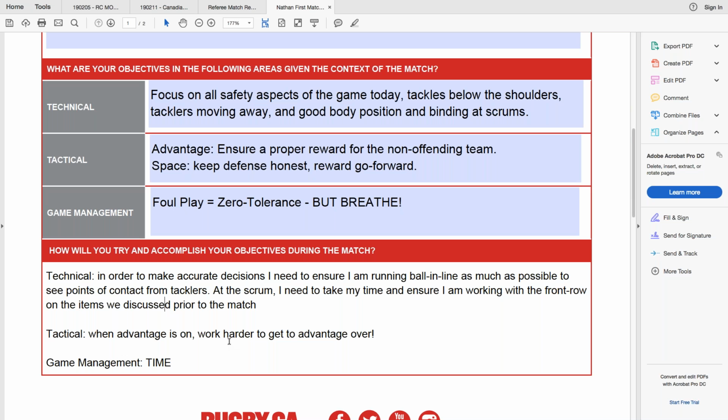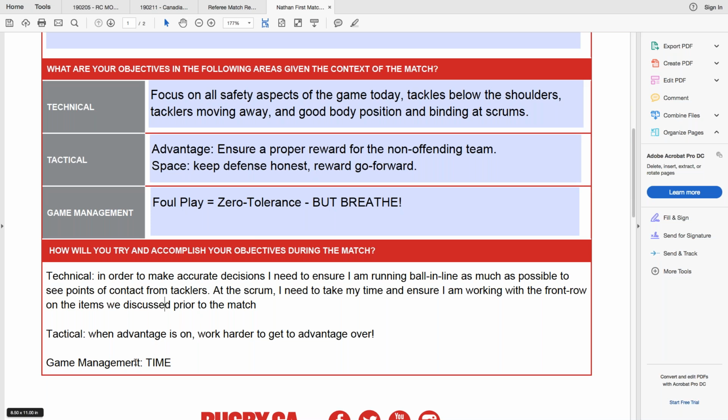So for me here, this would be an example of a mindset shift. Many of us will call advantage, and then we wait to see if advantage is going to happen. My mindset shift here is I put the arm out for advantage. My immediate reaction is now I need to work harder to help players get to a point where we can get to advantage over. That's my role when I call advantage. So having that mindset shift is a process that I can work on over the course of the game to ensure I achieve my goal of proper rewards for non-offending teams.